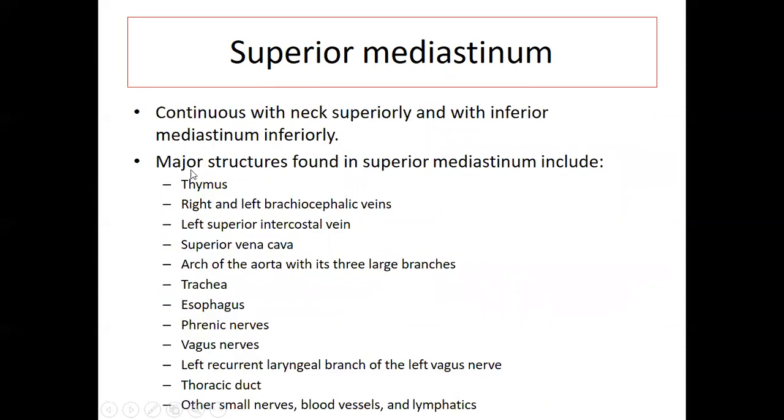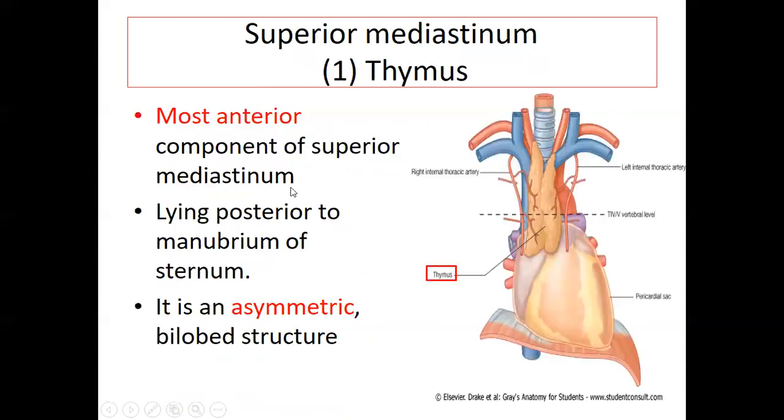These are the major structures that can be found in the superior mediastinum: the thymus, right and left brachiocephalic vein, left superior intercostal vein, superior vena cava, aorta with 3 large branches, the trachea, esophagus, phrenic nerve, vagus nerve, left recurrent laryngeal branch of the left vagus nerve, thoracic duct, and other small nerves, blood vessels, and also the fat. Now we're going to discuss them one by one, each of the structures that I have highlighted just now.